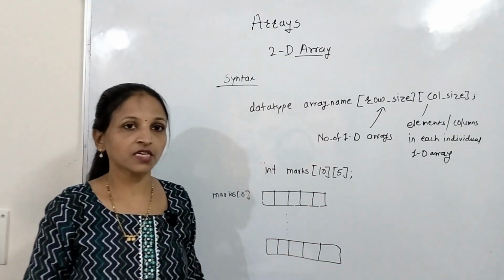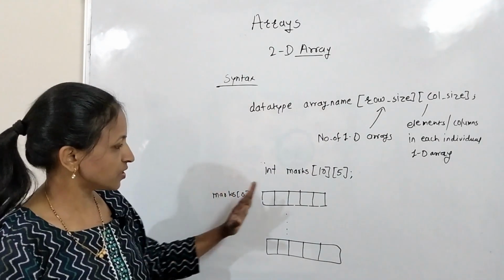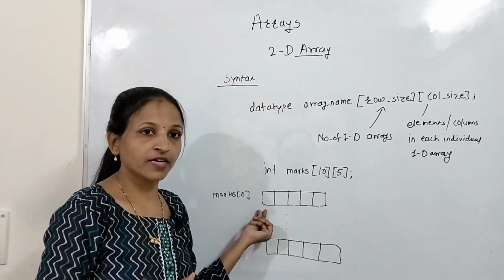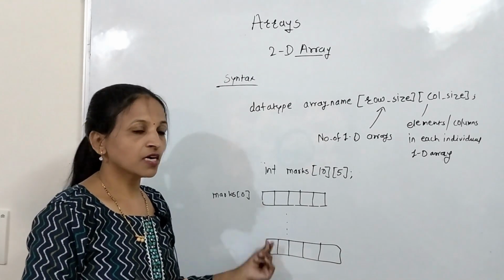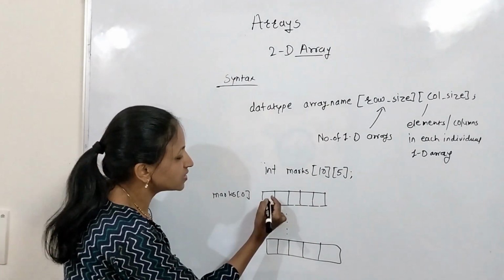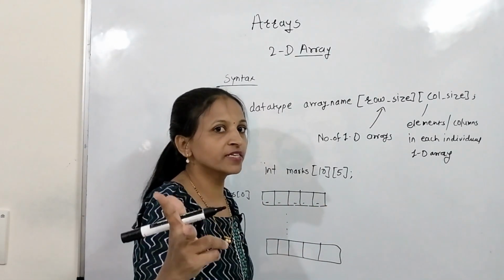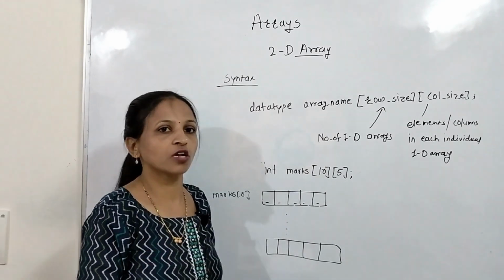Marks of 0 is the name of that first array, and it will represent the whole array and hold the address of that first one-dimensional array. Getting? Now how to access an individual element? For that we have to use two indices again: first the row index, then the column index.